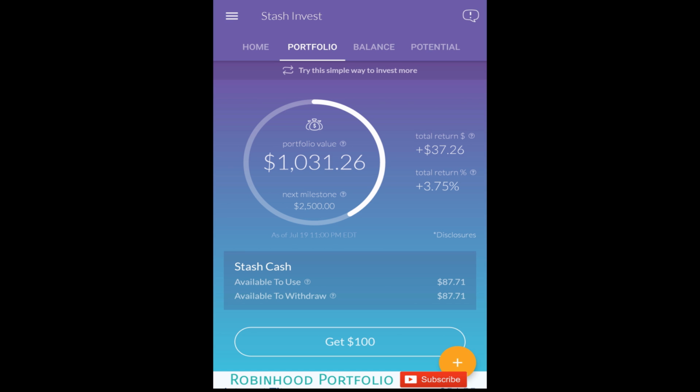So one way is to open an account on Stash Invest. And it does charge a fee, $1 per month, so I don't necessarily like that about this particular application, but it has the ability, unlike Robinhood, to do fractional shares.